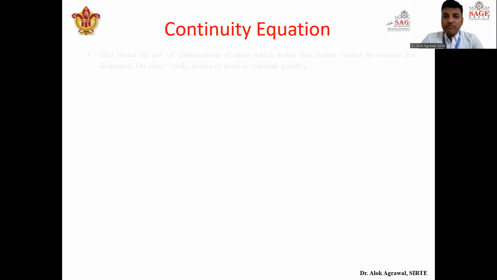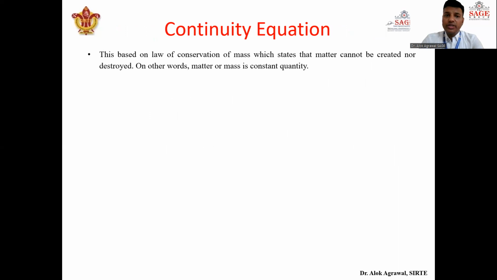In incompressible flow, we have seen that the continuity equation is A1 V1 = A2 V2. Now for compressible flow, we have to incorporate the density term there. This is based on the law of conservation of mass, which states that matter can neither be created nor destroyed, but remains constant. What does it mean? It means that the mass flow rate will remain constant, because if there is a flow in a pipe, and no mass is added in the pipe and no mass is getting out from the pipe, then the mass flow rate in the pipe will remain constant.